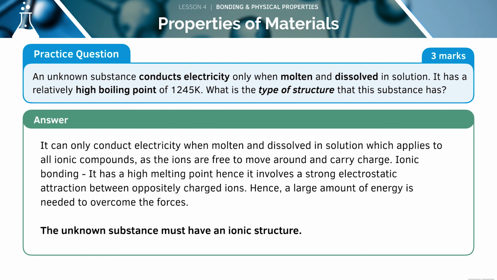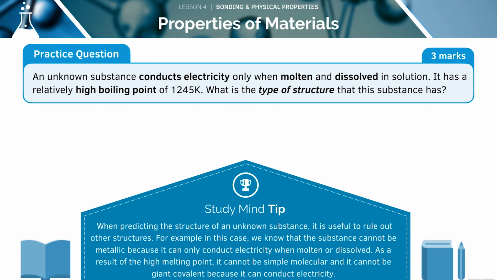We know that ionic bonding involves a strong electrostatic attraction between the oppositely charged ions. This means a large amount of energy is needed to overcome the forces. Therefore, this unknown substance must have an ionic structure. When predicting the structure of an unknown substance, it is useful to rule out other structures. In this case, we knew that the substance could not be metallic because it only conducts electricity when molten or dissolved, so it had to be ionic.